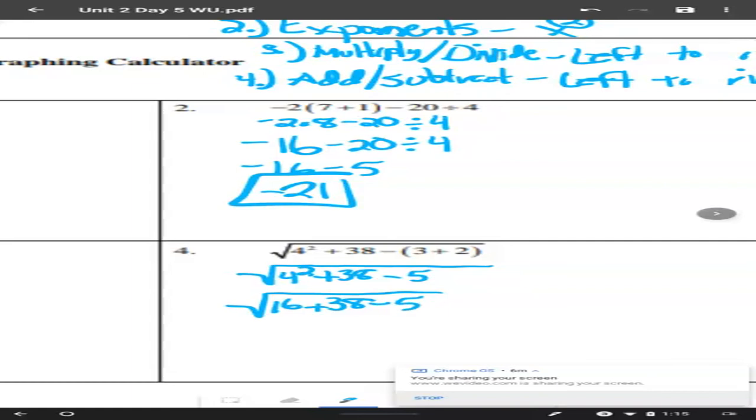And then continue on. I don't see any multiplication division, so I skip that step and I go on to my addition subtraction from left to right. So 16 plus 38 would be the first thing we hit from left to right. That's 54. And then 54 minus 5 would be 49. And in my calculator, if I do the square root of 49, I get 7. So those are the answers we should get when we use our calculator.